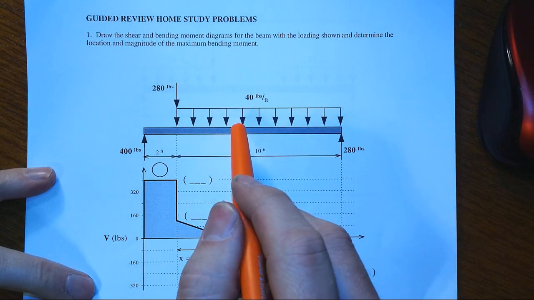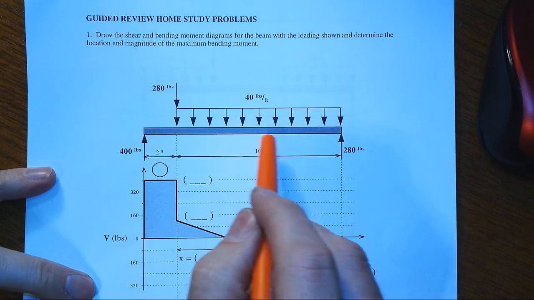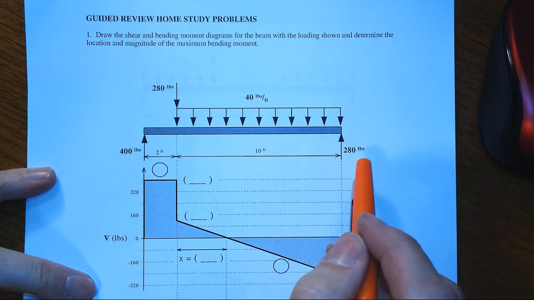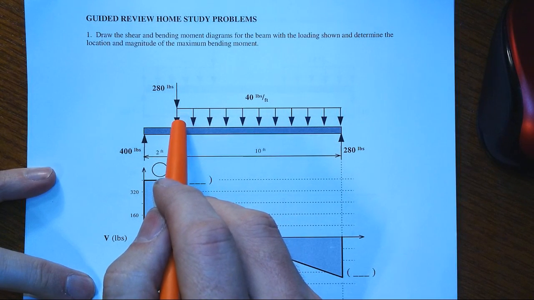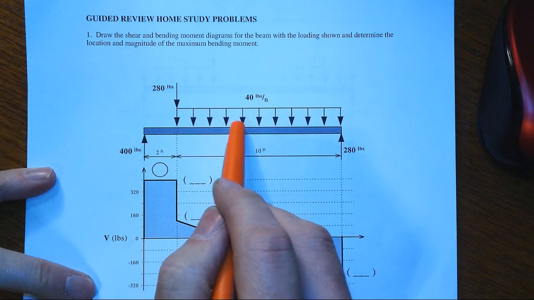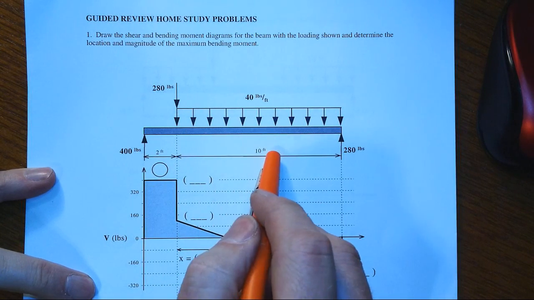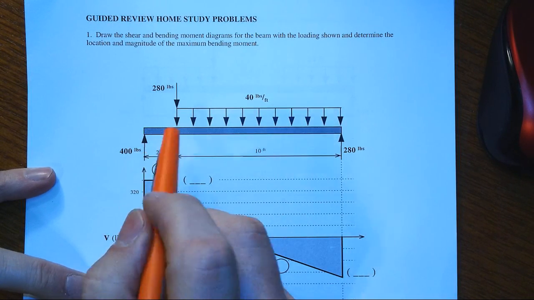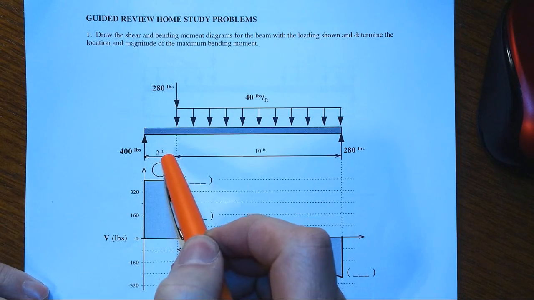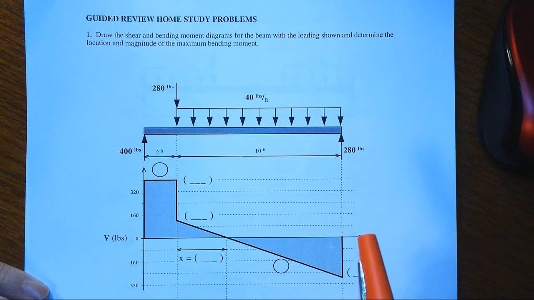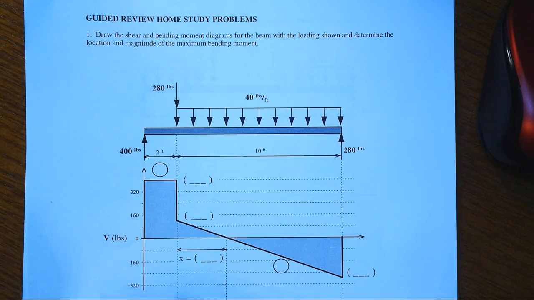In this guided review home study problem, we have a simply supported beam. Here are the reactions: 400 pounds, 280 pounds, in response to a distributed load that is uniform but not over the entire length of the beam. It's only over 10 feet of the 12-foot long beam. And then we have a 280 pound concentrated force here. We're going to come up with the shear and the moment diagrams.